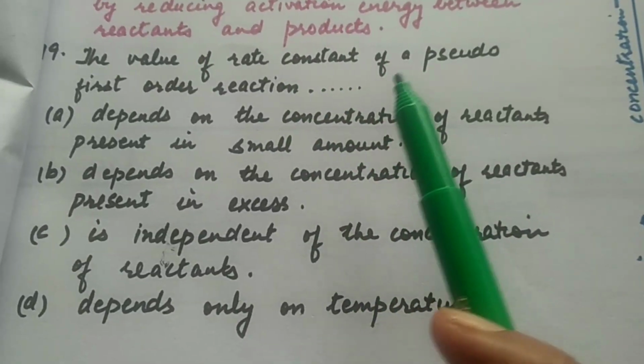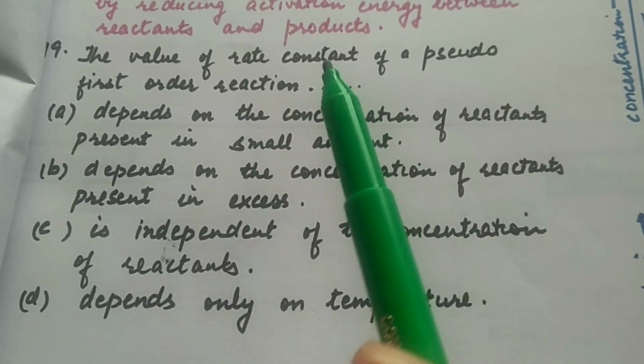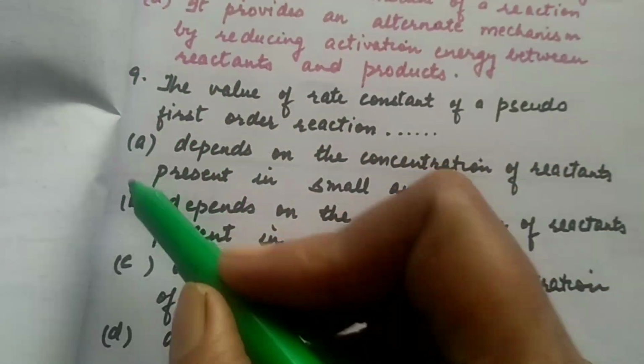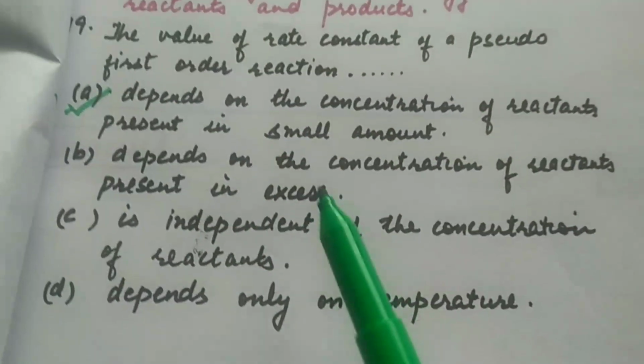The value of the rate constant of a pseudo first order reaction depends on the concentration of the reactant present in small amount. This is the correct option.